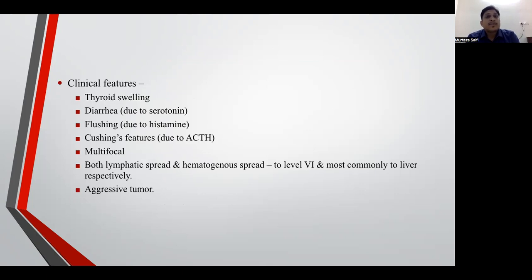Now here are the clinical features. Again, as in all thyroid cases, thyroid swelling, diarrhea due to serotonin, then flushing due to histamine, then Cushing's features due to ACTH. It is multifocal, with both lymphatic spread and hematogenous spread to level 6, and most commonly to the liver. Then it is an aggressive tumor.